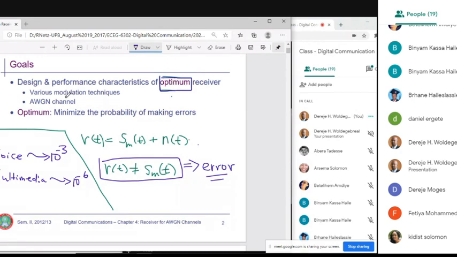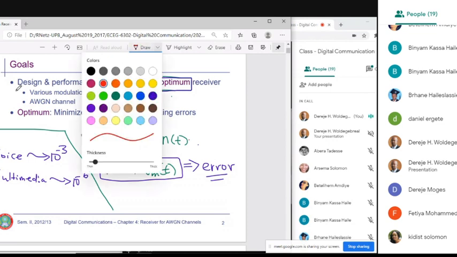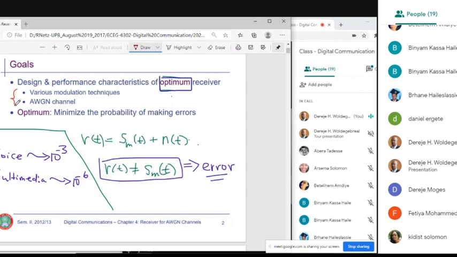Of course, we would be taking the fact that various modulation techniques would be used from the transmitter side. And of all the available channel models, our focus would be on AWGN channels. We would be taking the fact that we have an AWGN channel. So this is the definition of optimality: optimality would mean minimizing the probability of transmission error.